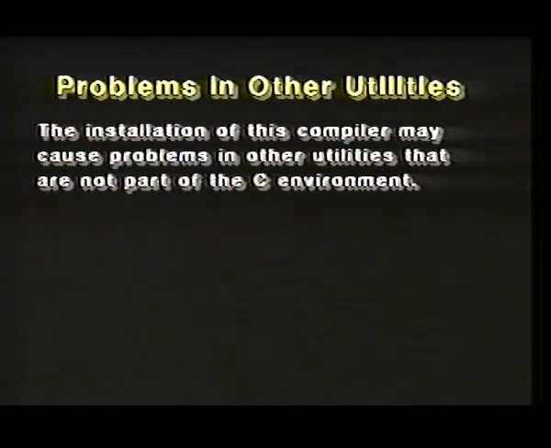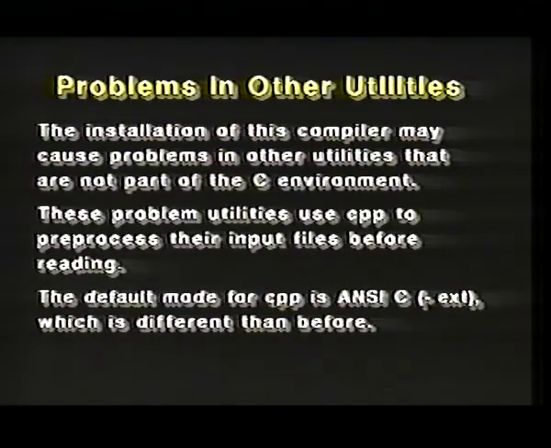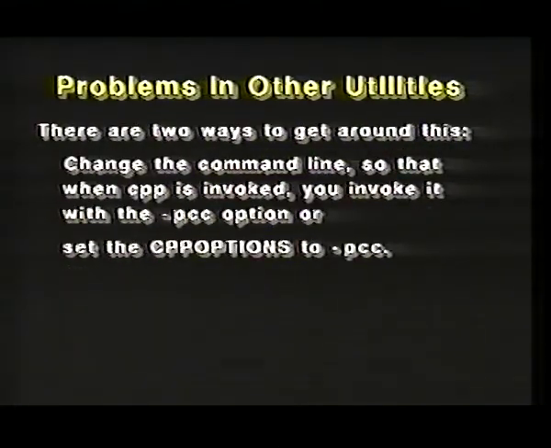We did not find out what making the C environment default to ANSI would impact in other environments until we were beta testing in house. With the default mode being ANSI for CPP, there are a bunch of other processors that are not C related that use CPP for pre-processing of their input. Because of changes in CPP for ANSI, this causes those other utilities to break.